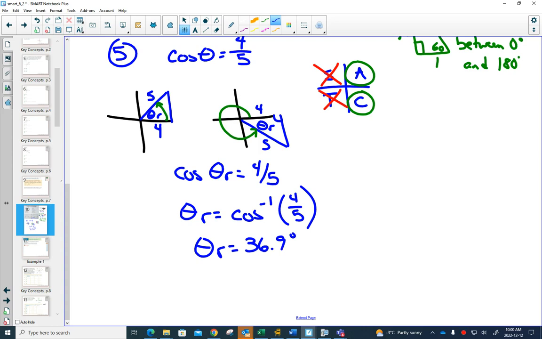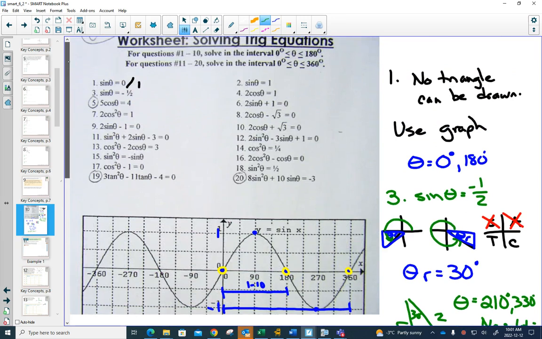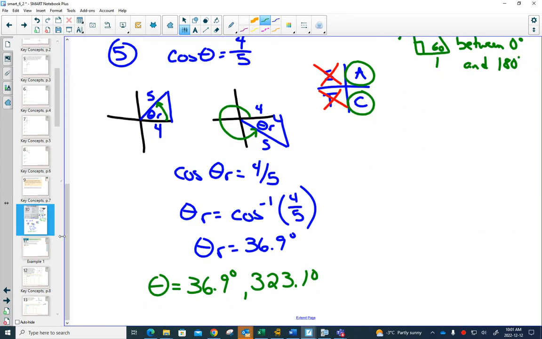Then my actual angle, switch to green here so we can keep it color-coded. Well, in quadrant 1, it's going to be 36.9 degrees. And in quadrant 4, I would do 360 minus 36.9 and get 323.1. Did this ask us to round to something in particular? No. Okay?